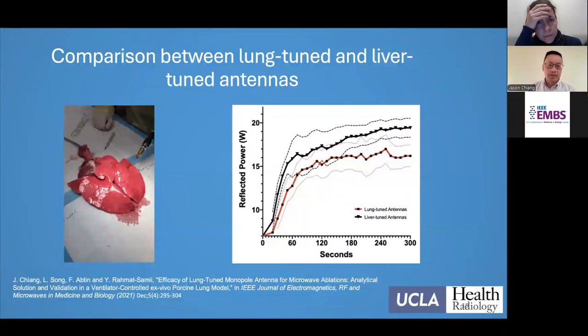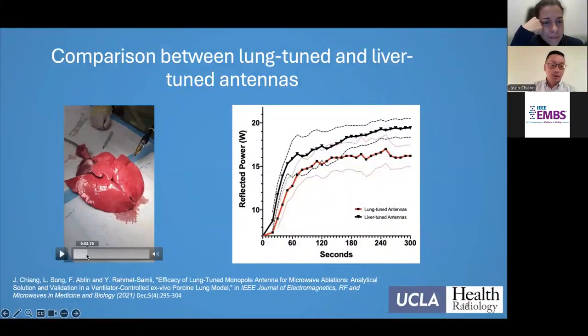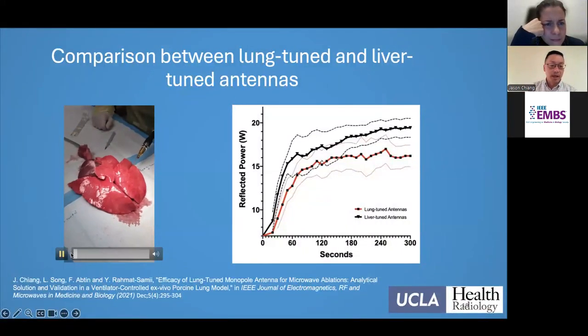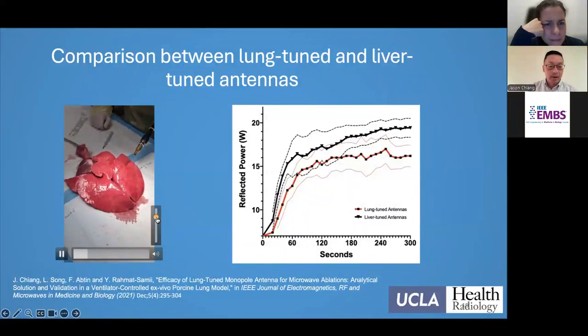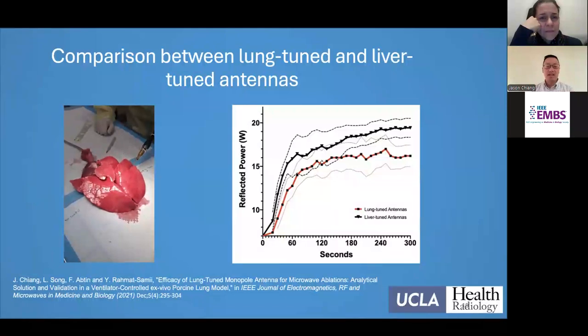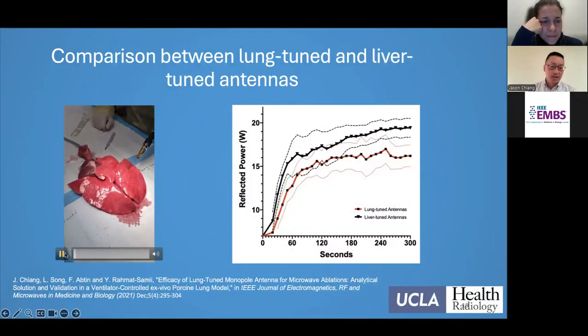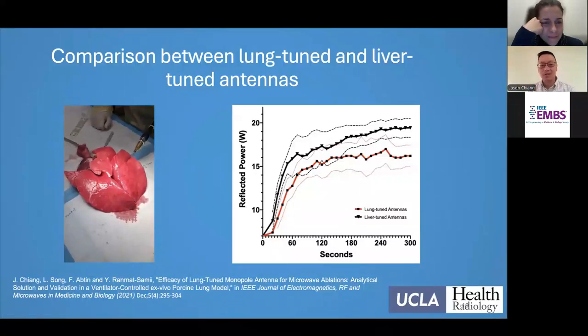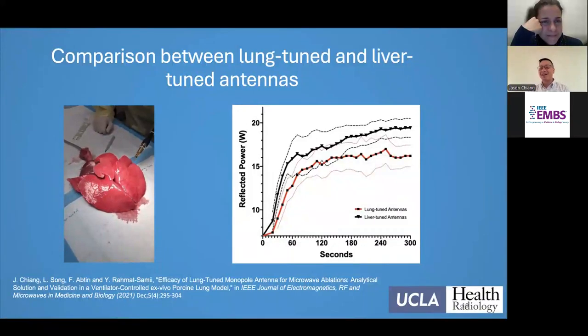We did a very brief study when I was a resident here, building a lung tuned antenna versus a liver tuned antenna. You can kind of see this is an ex vivo model that we had built. This is a pig lung that we had hooked up to a ventilator. And so you can actually test how different antennas perform inside this ex vivo ventilated lung. This is a very straightforward study to do. If your institution has animals, you can always ask for leftover parts and test out your antennas. So the cost was essentially almost free for this study.